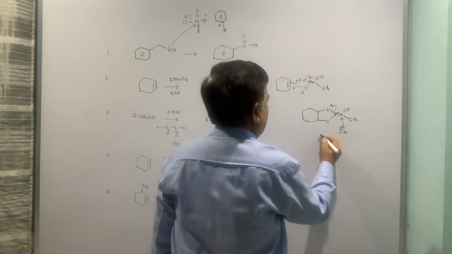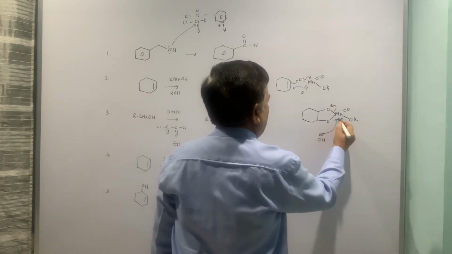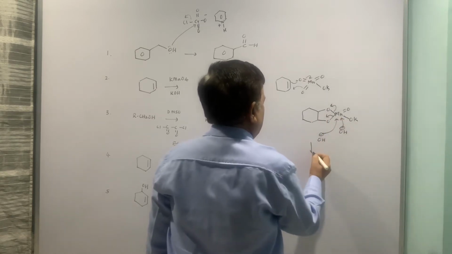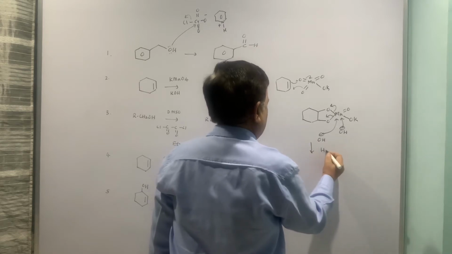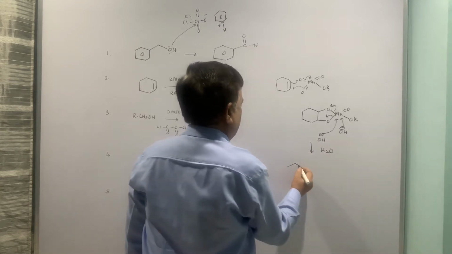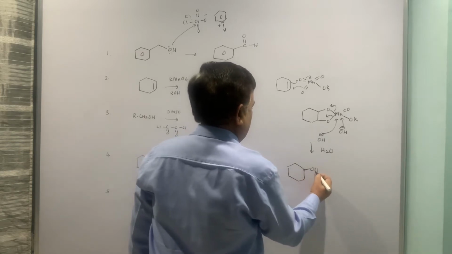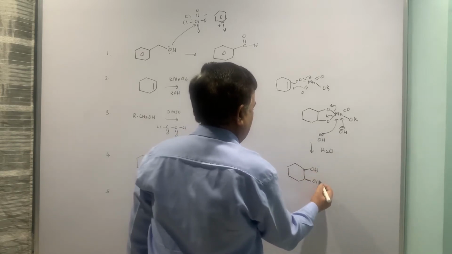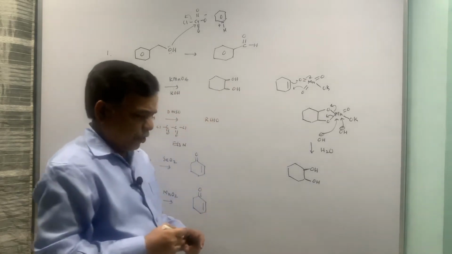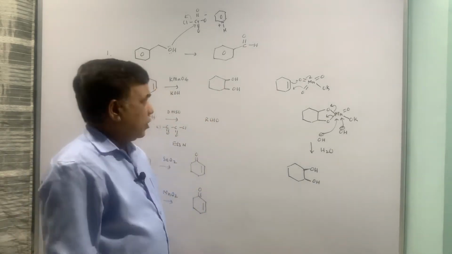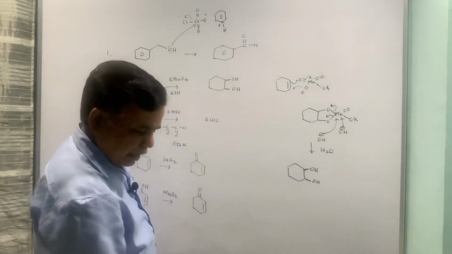Similarly, a second molecule of base, and of course in the presence of water or the workup, you can get the diol, the vicinal glycol, along with the formation of manganese salt. So that is about the KMnO4.